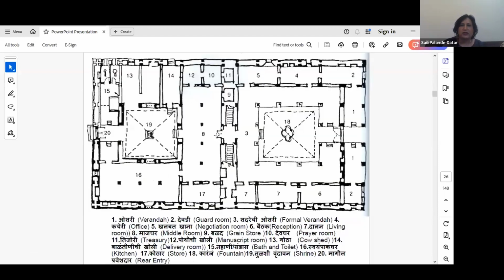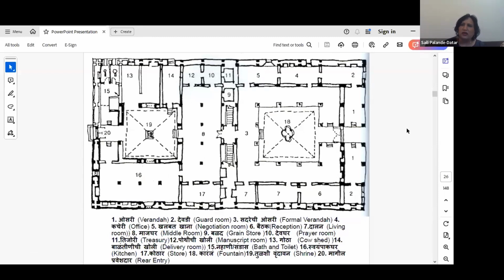A typical wada that you see in Maratha architecture looks like this, where you have different courtyards, and based on the courtyards you describe how many chauki wada it is: paach chauki, teen chauki, saha chauki wada, and so on.